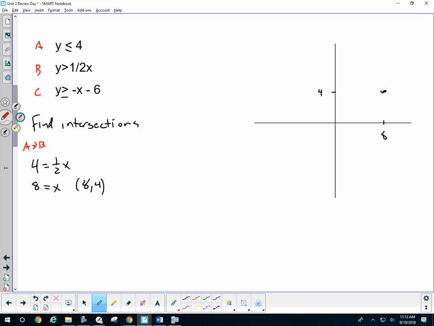Next, let's do just A and C. I got 4 is equal to negative x minus 6. I can add 6, I get 10. I get x is equal to negative 10. So negative 10, 4 is another intersection.